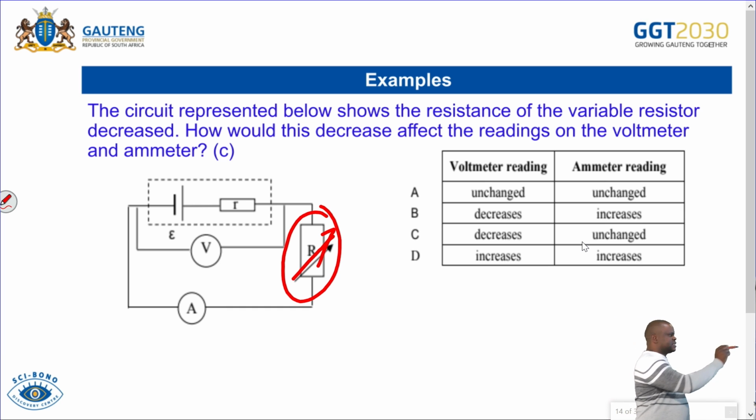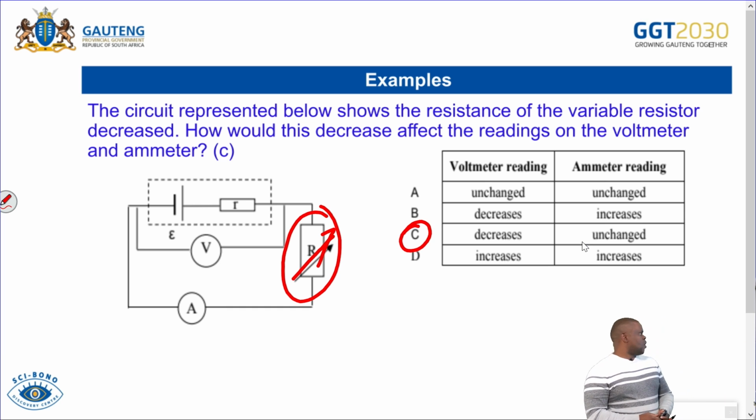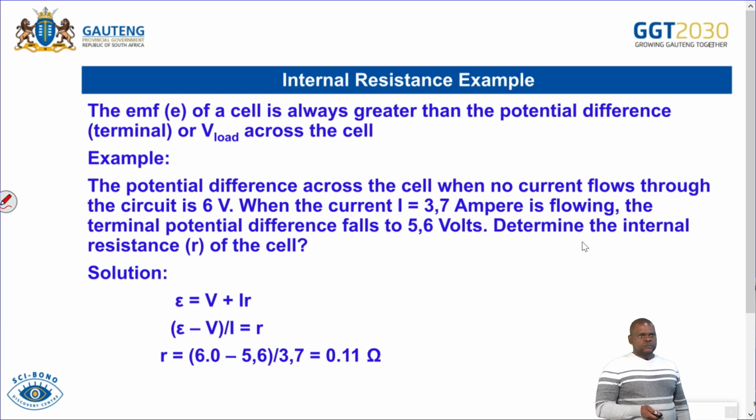The correct answer is C. We say the correct answer is C because once you change the resistance, the voltmeter reading will decrease and the ammeter reading will stay the same, because current does not change in the circuit. We continue with our example. Now we're getting to a long question example.